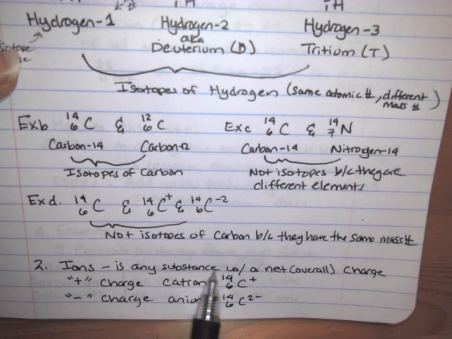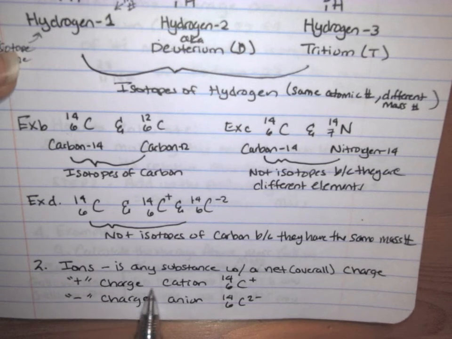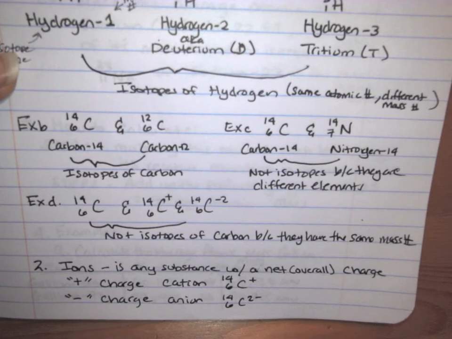An ion is any substance with a net or overall charge. Okay, so net or overall charge. And it can have a positive charge, that's called a cation. So for example, that carbon 14 with the +1 charge, that's an example of a cation of carbon 14. Or it can have a minus charge, a negative charge, which would be known as an anion. And that would be the carbon 14 with a -2 charge or 2 minus charge.